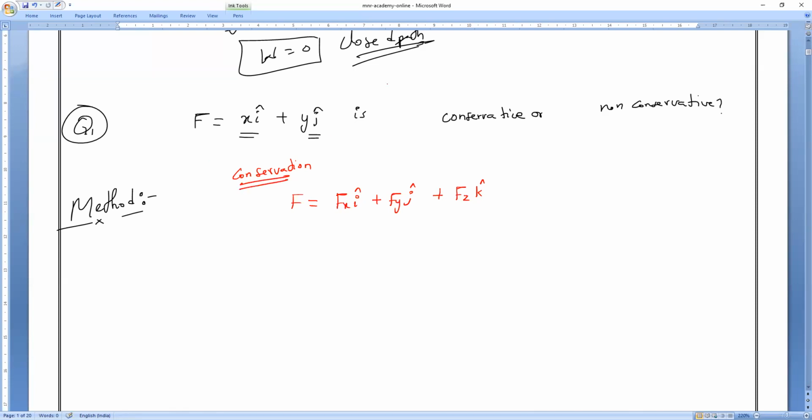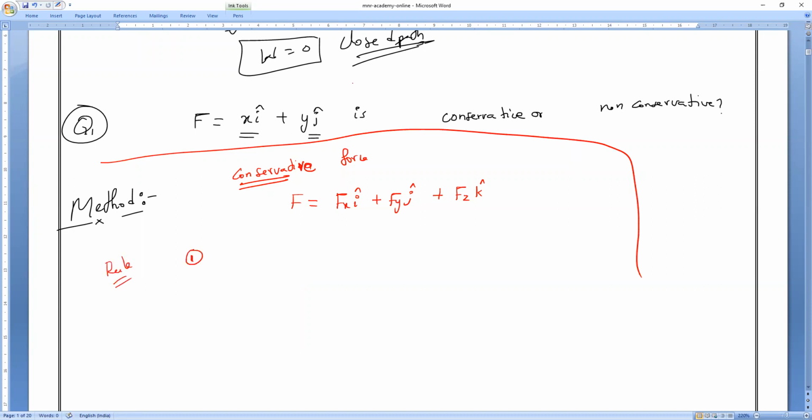If the given force is a conservative force, or if the given force is not conservative, how do we have to prove it? All of you remember differentiation. We have 3 rules. If the 3 rules are satisfied, we can say it is a conservative force. If the 3 rules are not satisfied, it is called what? Everybody, it is non-conservative.